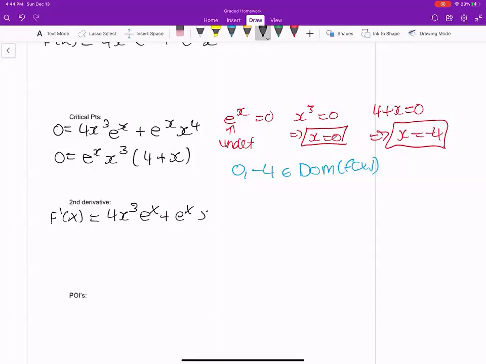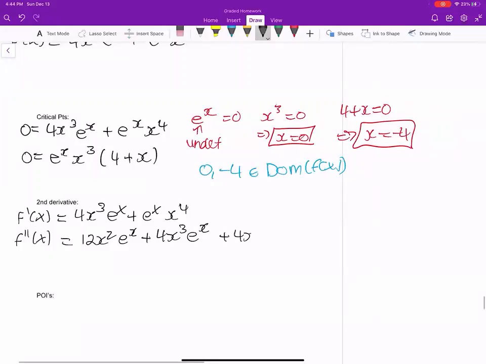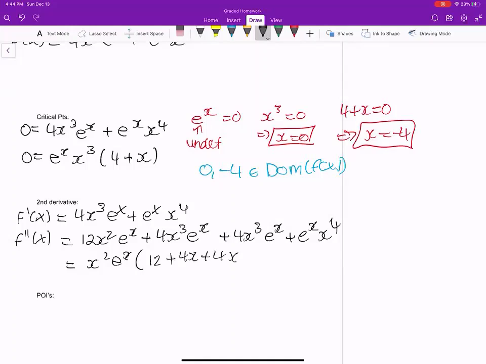Plus e to the x, x to the 4. If we calculate f prime x, we have to do product law twice. So you get 12x squared e to the x plus 4x cubed e to the x plus 4x cubed e to the x plus e to the x, x to the 4. Similar to before, you can factor out x squared e to the x. You get 12 plus 4x plus 4x plus x squared.